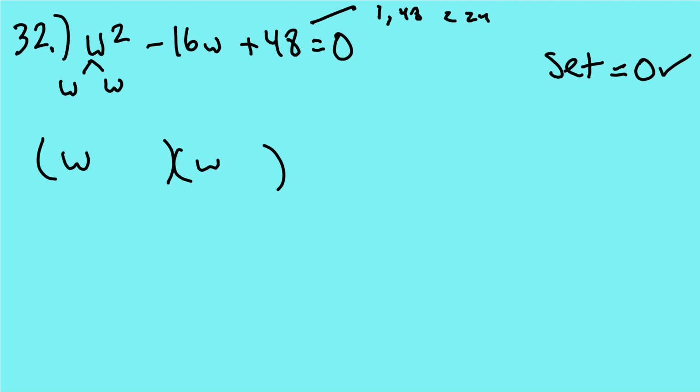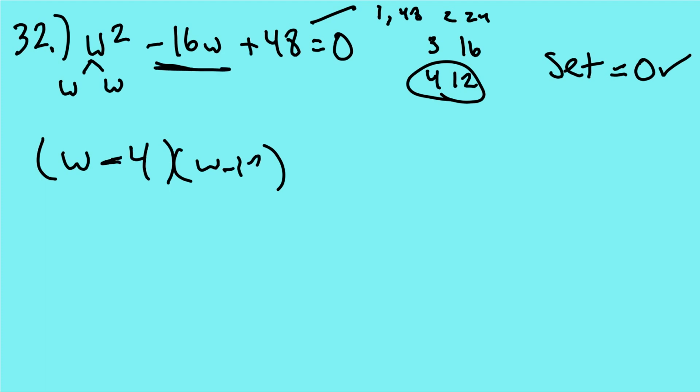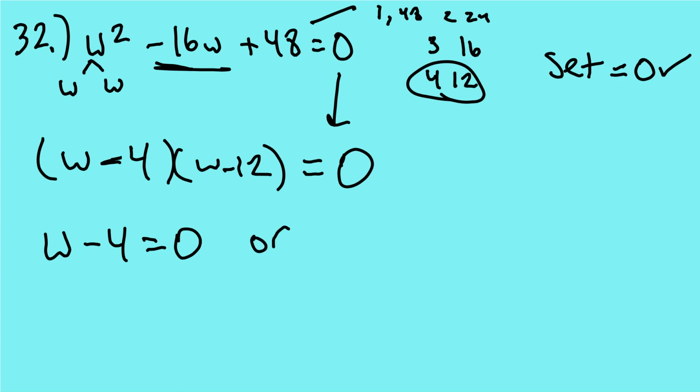I have 3 and 16. I have 4 and 12. And I stop right away at 4 and 12 because 4 plus 12 is 16. Remember, I have negative 16, so I make it minus 4, minus 12. And look, the equal to 0 just drops down. Now I have two sets of parentheses equal to 0, so I get to say w minus 4 equals 0, or w minus 12 equals 0.